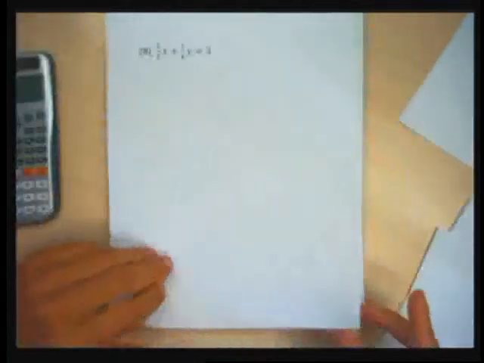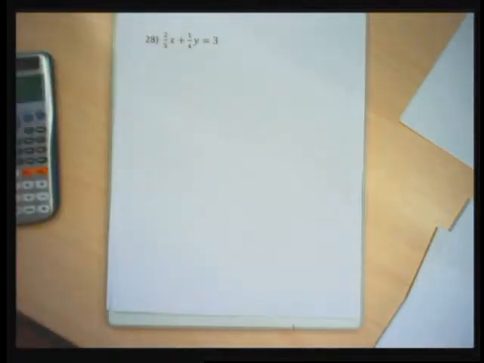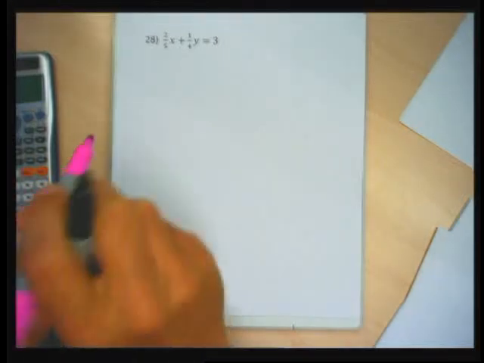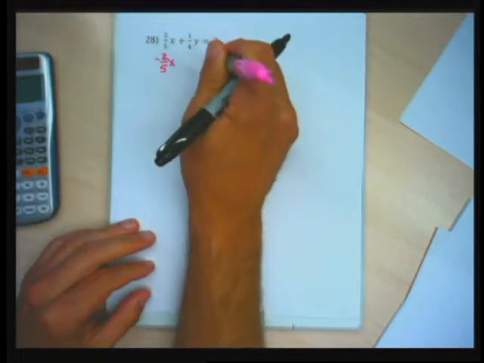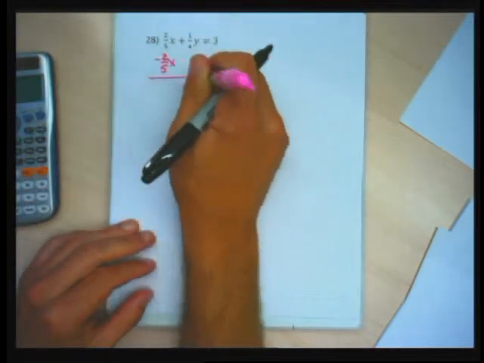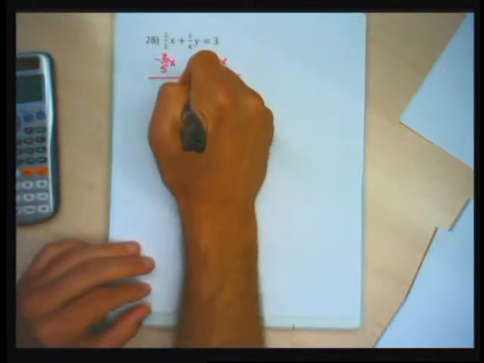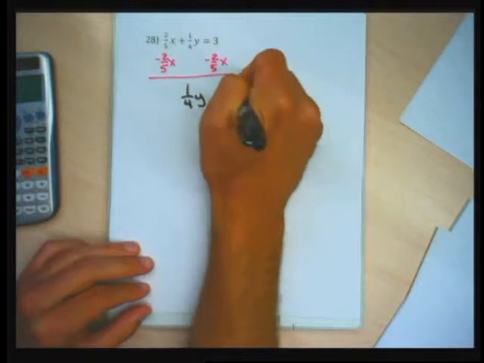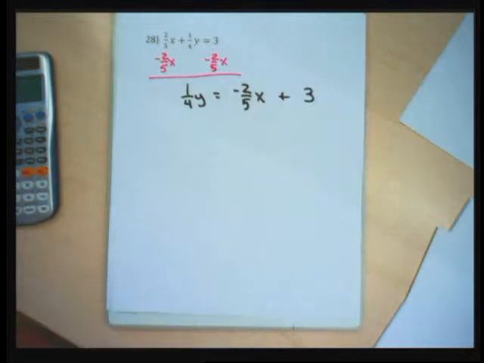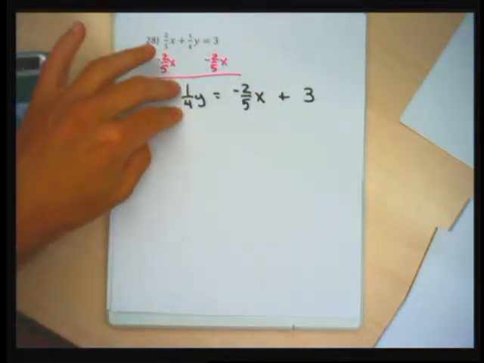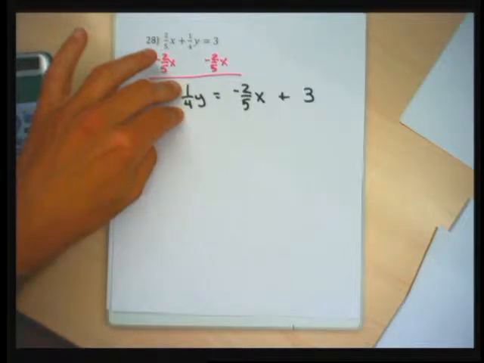Ooh, 28's the very worst problem. So I'm going to solve this for x. There are lots of things I can do to solve this for x. They are all equivalently unpleasant, but let me do just what I've been doing. I'm going to subtract 2/5 x from both sides. The fractions make this really unpleasant. So I'm going to go 1/4 y equals minus 2/5 x plus 3.